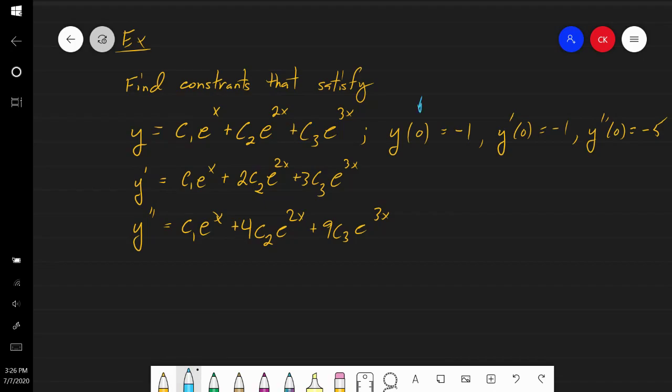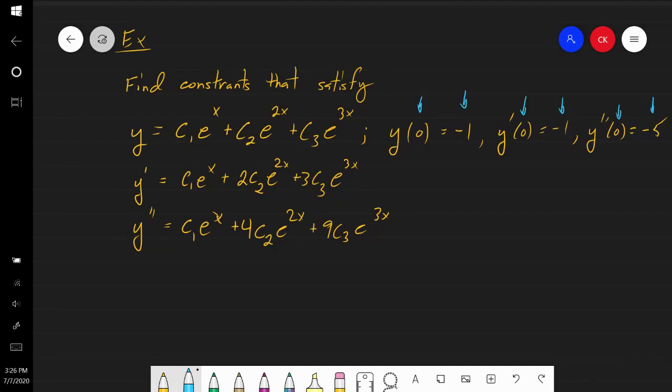So now we've got our first and second derivatives, and we're just going to evaluate them at the data points. When I put in 0 into y, it's supposed to output -1. When I put in 0 to y prime, it's supposed to output -1. And when I evaluate y double prime at 0, I'm supposed to get out -5.